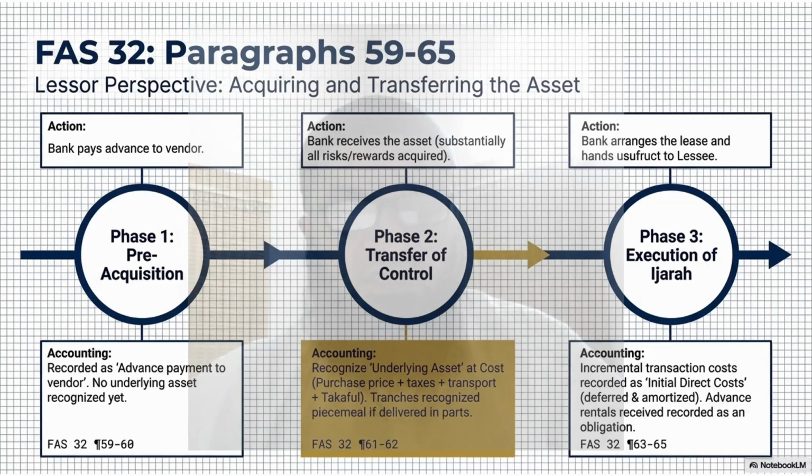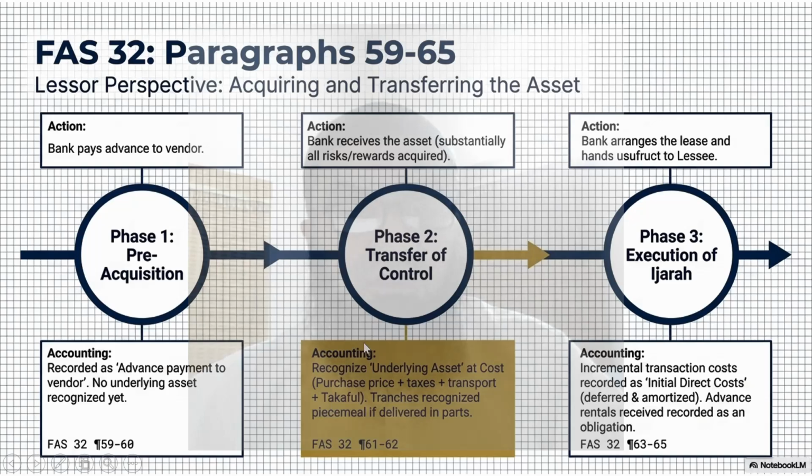If the Ijarah asset has to be procured by the bank, then the bank may pay some advance to the vendor, so this will be recorded as an advance. So recording an advance payment to the vendor, no underlying asset has been recorded. This is something very usual as per the accounting norms. It has nothing to do with the Ijarah accounting as such.